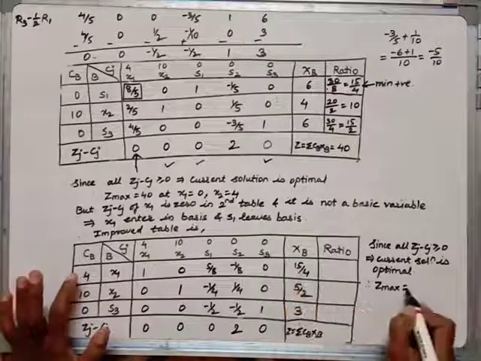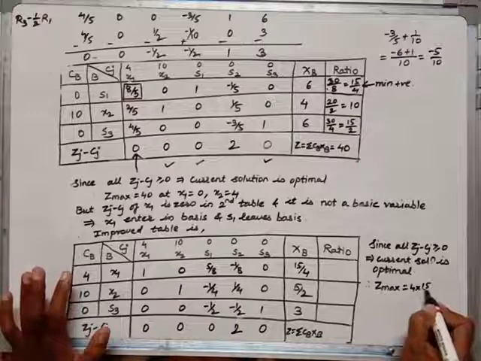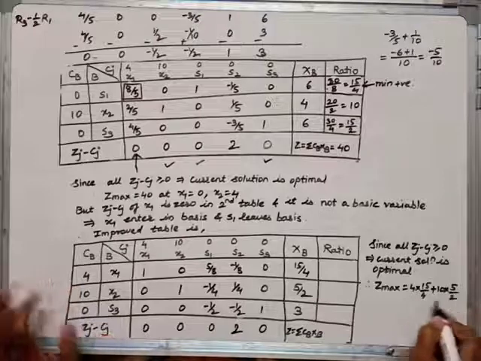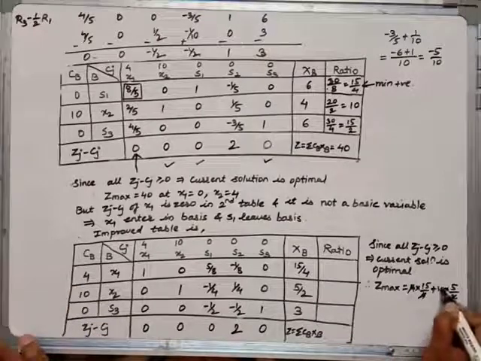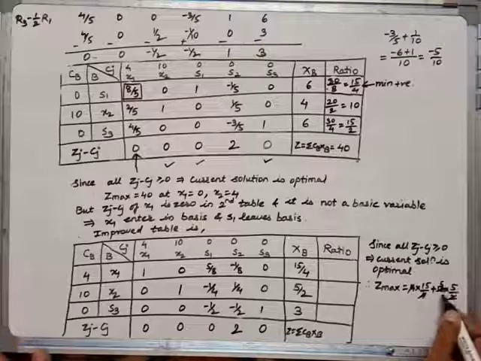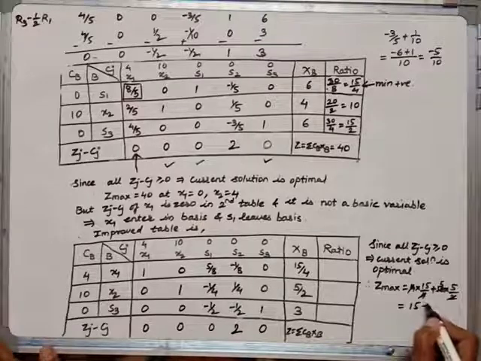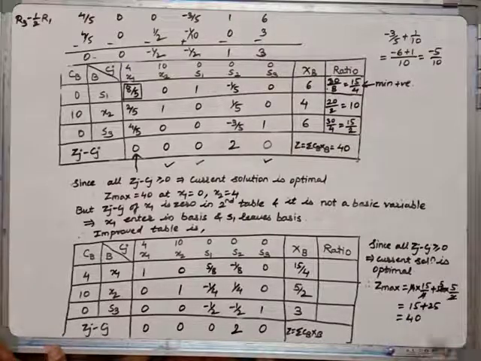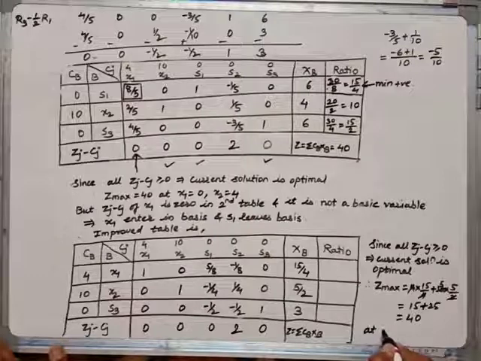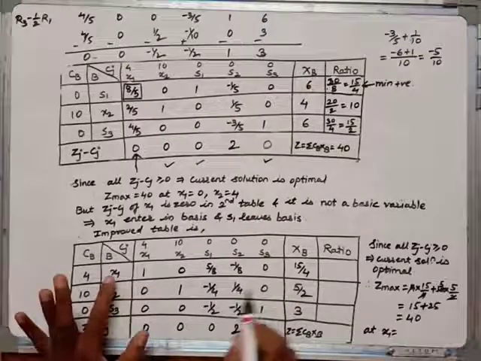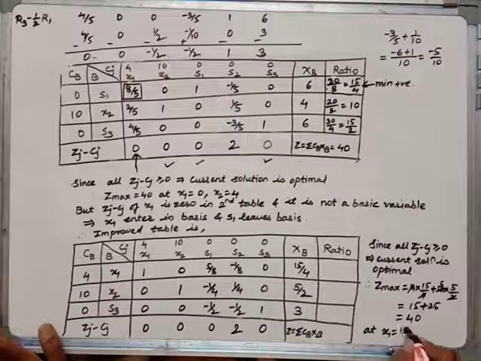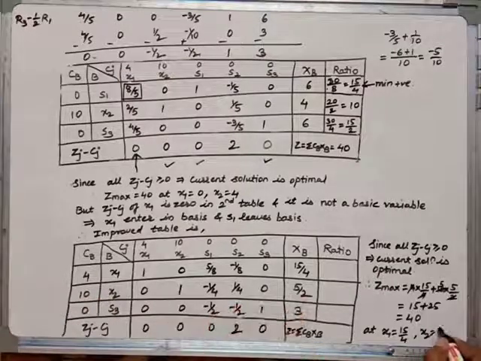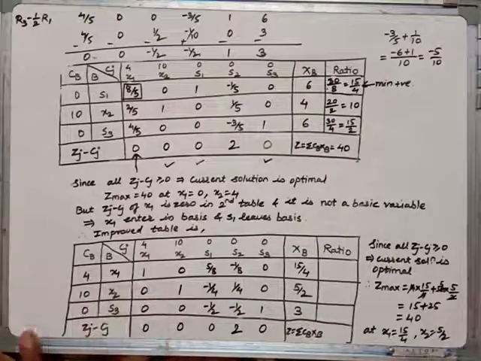4 into 15 by 4 plus 10 into 5 by 2. So what is this? 4 4 get cancelled. 2 and this 5. So 15 plus 25 is 40. So Z max is 40 at x1 equal to, what is x1? x1 equal to 15 by 4. x2 equal to what? x2 equal to 5 by 2. So this is our answer.